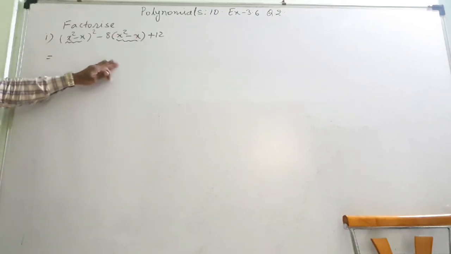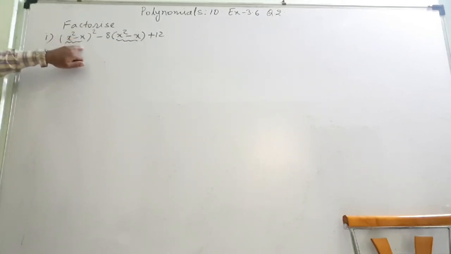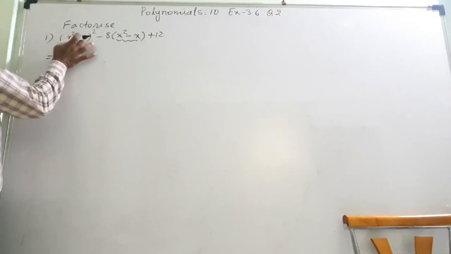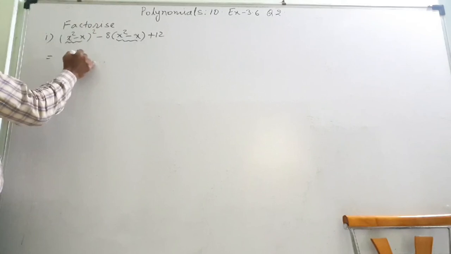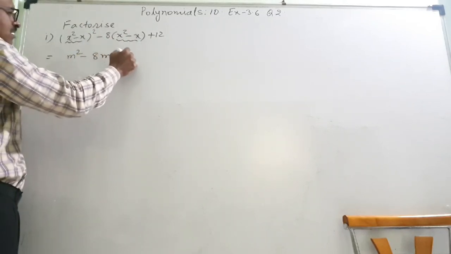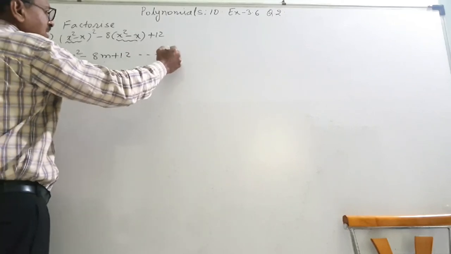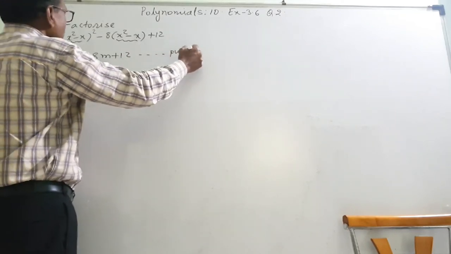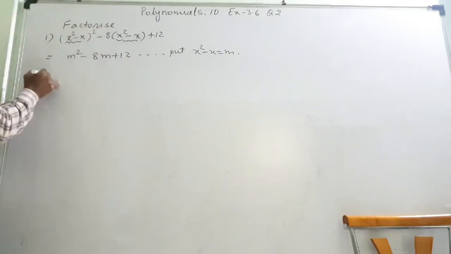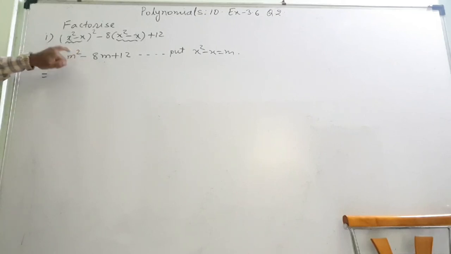We will put m for x square minus x. So if I put m, this is m squared, m square minus 8 into m plus 12. Here we will give the reason, put x square minus x equal to m. Now this has become our simple quadratic equation.